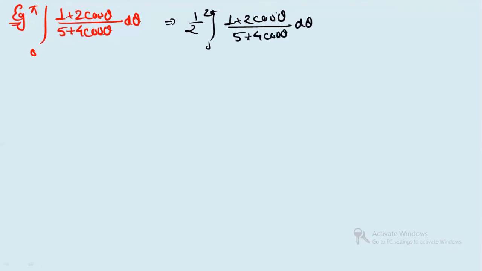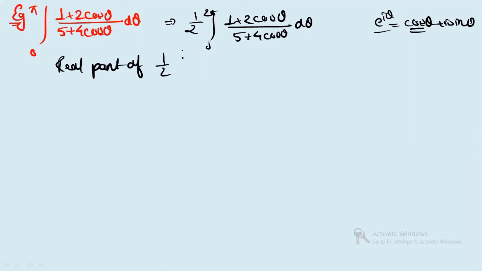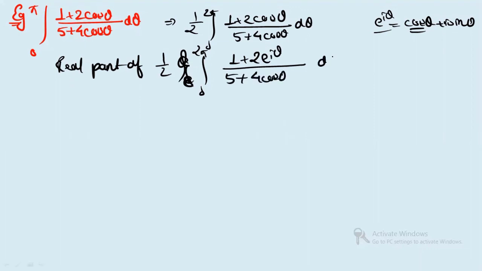Now you see in the numerator what you have is cos theta. What I already said: e to the power i theta is cos theta plus i sin theta. So cos theta is the real part of this term, right? So you will write it as the real part of, okay, 1 by 2. Let me write it first as 0 to 2 pi only; in the next step I will change. And this will become 1 plus 2 e to the power i theta by 5 plus 4 cos theta d theta.